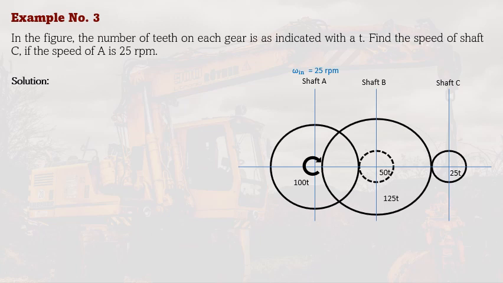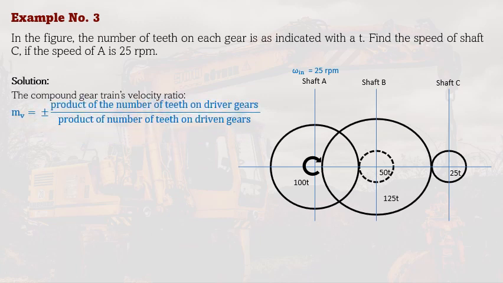For shaft A, we have a gear of 100 teeth. And for shaft B, we have a compound gear which has 125 teeth and another one which has 50 teeth. So the 50 teeth is meshed with the 100, and then the bigger one is meshed with the 25 teeth in shaft C. So the compound gear train's velocity ratio can be computed using the formula: product of the number of teeth on the driver gears divided by the product of the number of teeth on the driven gears.